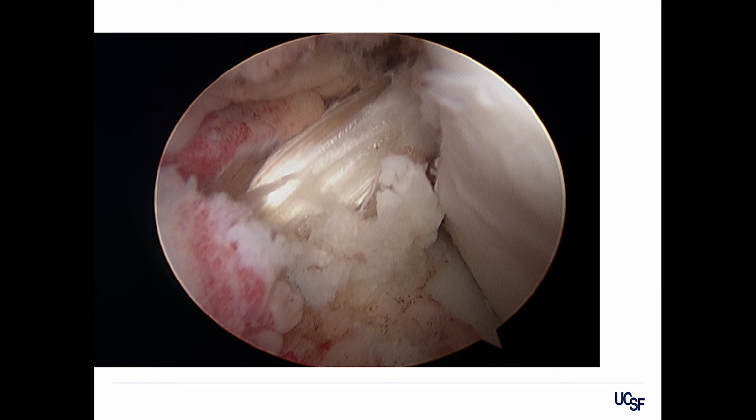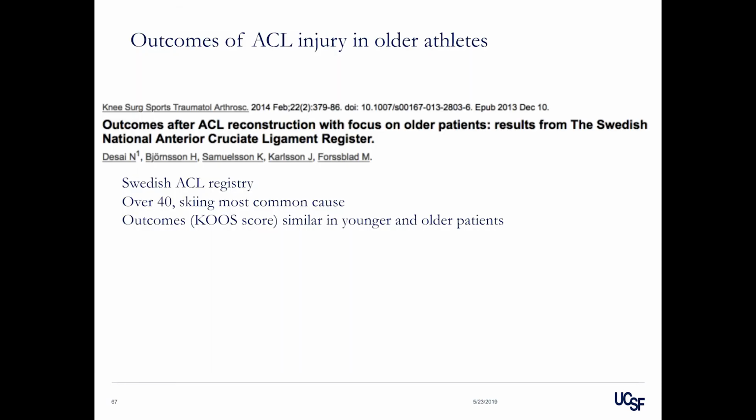This is what a new ACL looks like. This was supposed to be a video, but it got lost. This is a new ACL. It's really, really pretty. It's a really fun surgery. For doctors, not so much the patients.